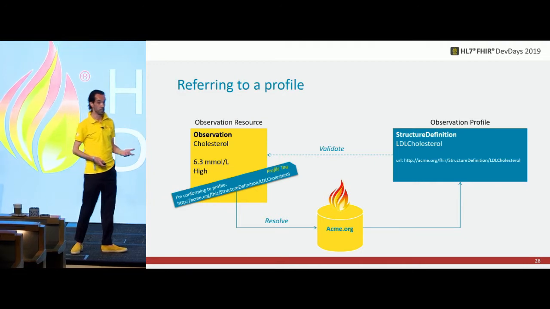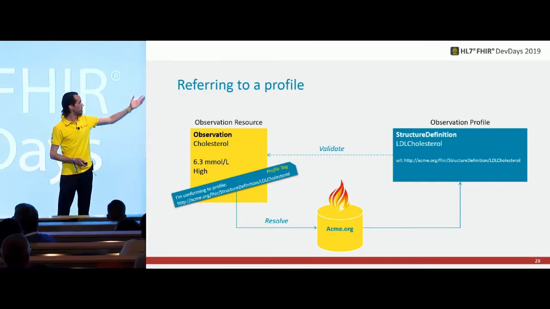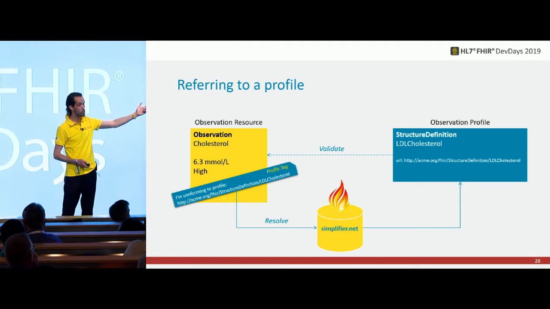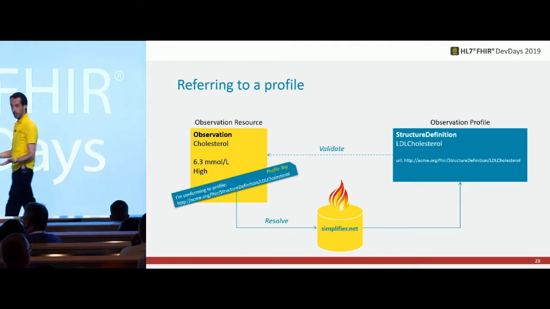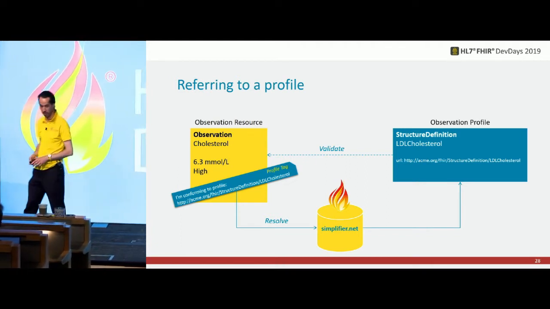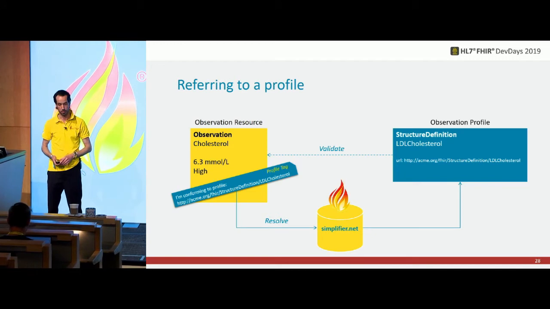So you perform a validation. Again, this is possible because it's all computable. And here in this example, initially you try to fetch it from maybe your internal database, but if that doesn't resolve, then you could reach out to, for example, simplifier.net, which is a global profile registry. And you could even pull them in remotely by using that unique canonical URL.